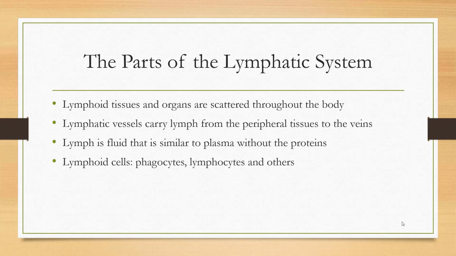So the parts of the lymphatic system are going to include any lymphoid tissues and organs that are scattered throughout the body. Lymphatic vessels that will carry lymph from the peripheral tissues to the deeper veins. Lymph is fluid that is very similar to plasma but does not have the proteins. Lymphoid cells as well, which is going to include phagocytes and other types of cells that we will eventually get to.